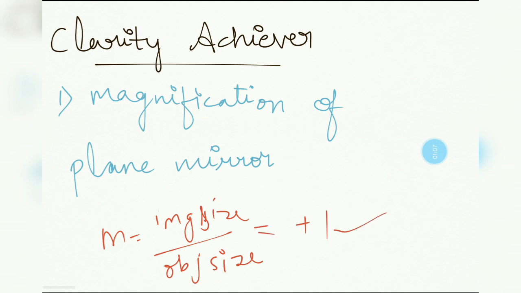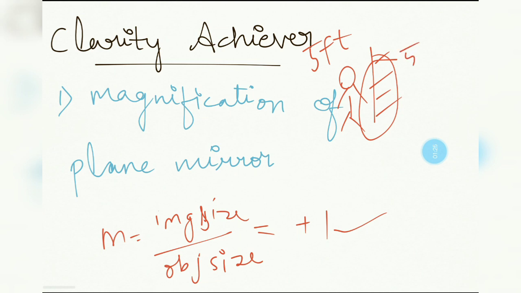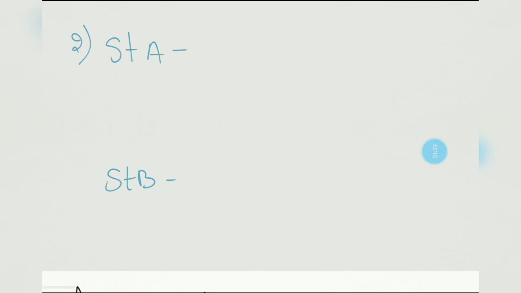Understood? Suppose now if this is a plane mirror and you are the object here, now image size, suppose you are 5 feet. And object size also, in the mirror you will find yourself to be the same, so the image size also is going to be 5 feet. So 5 by 5 is nothing but 1 only, right? So that's what +1 is the answer, which is option A. This is also discussed in the explanatory video, no need to worry.